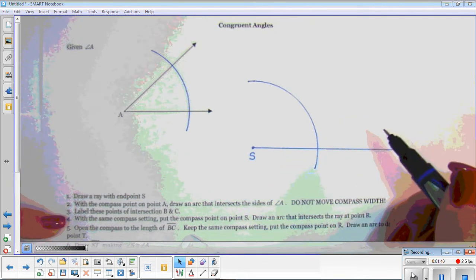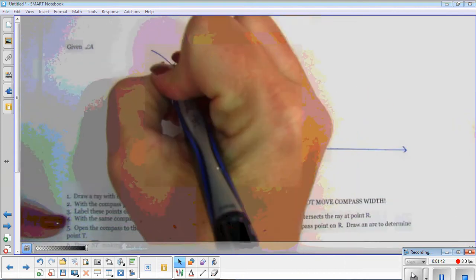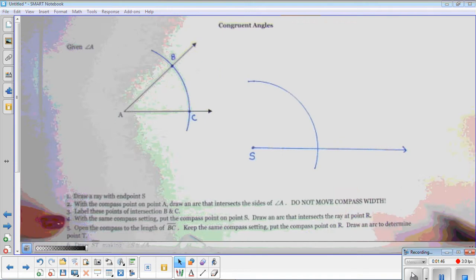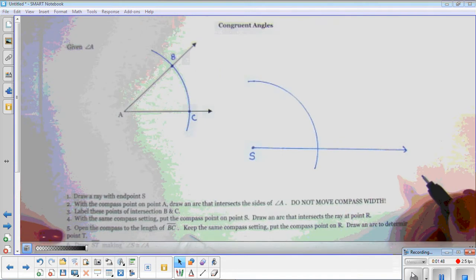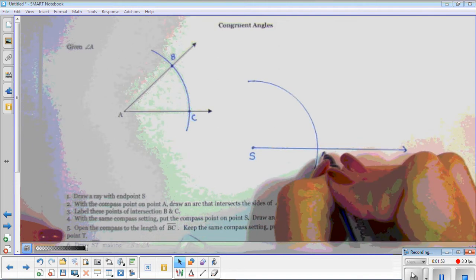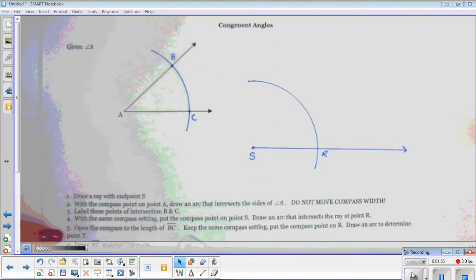So now those two original points that I made on angle A, I'm going to label those B and C. And I am going to label this one intersection point down here, point R.